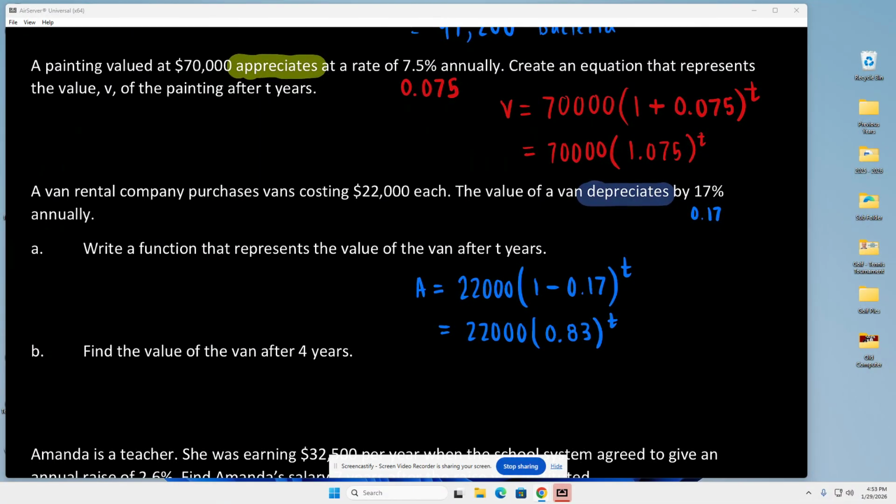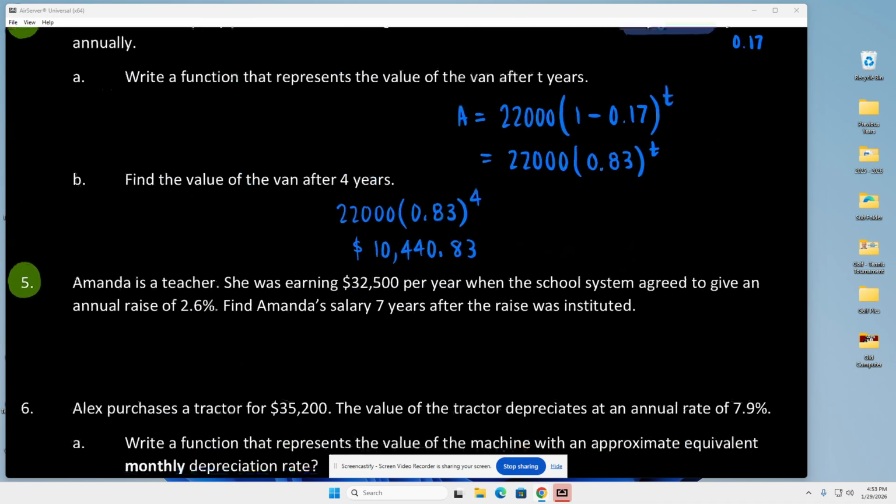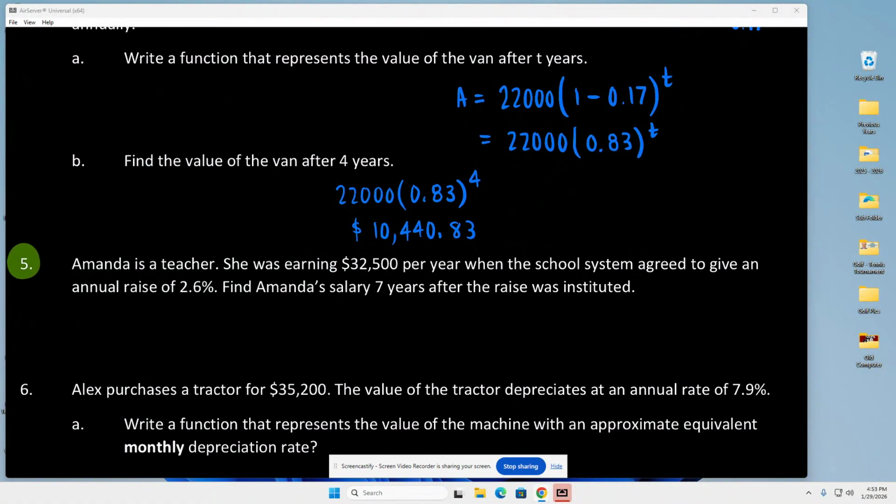It's worth 17% less. So to answer the question, we simply go 22,000 times 0.83, and we want to know how much it's worth after 4 years, so raised to the 4th power. So that answer, if you type it in your calculator, I got $10,440.83. If you got something different than that, there's a chance I typed it in wrong. I was going pretty fast. So double check me and see if that is the value.